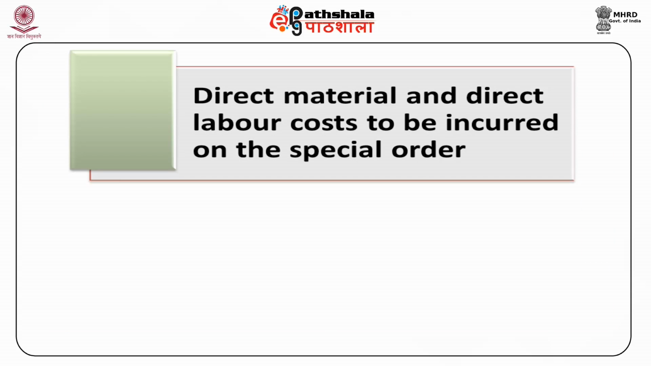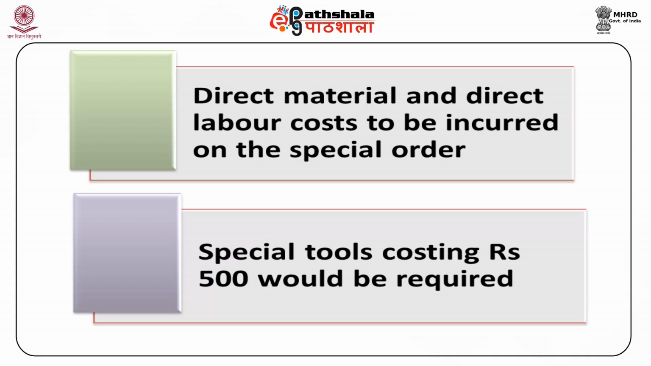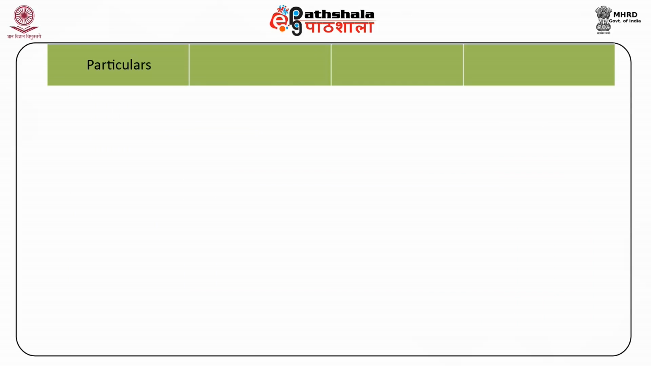Direct material and direct labor costs to be incurred on the special order are estimated to be of the same amount per unit as for the regular business. Special tools costing rupees 500 would be required to meet the specifications of the mail order house. We are required to prepare a differential cost analysis for deciding about the acceptance of the order. Let us prepare the differential cost statement.